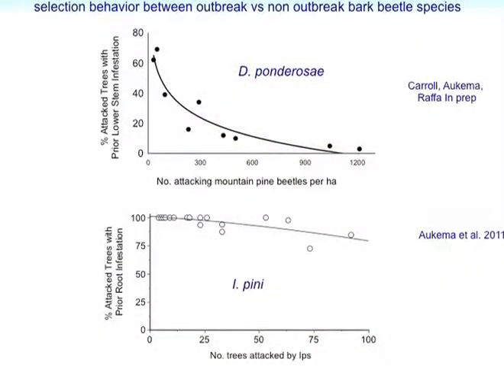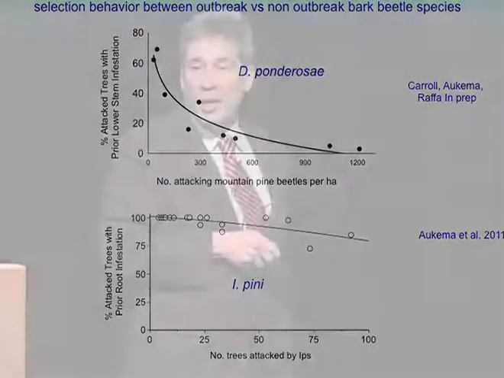And just to illustrate this point in a comparative way, this is the exact same slide I showed you with Ips pini before, the percentage of attacked trees that had prior root infestation, a very weak response with population size. And this is the same thing with mountain pine beetle. Here, the predisposing agent is the lower stem colonizing Pseudips mexicanus. And when mountain pine beetle populations are low, almost all of them are attacking these trees that are very stressed, poor resource. But once its population has passed that critical threshold, they leave that predisposing agent behind, and almost all of the trees they're attacking do not have that prior stress.